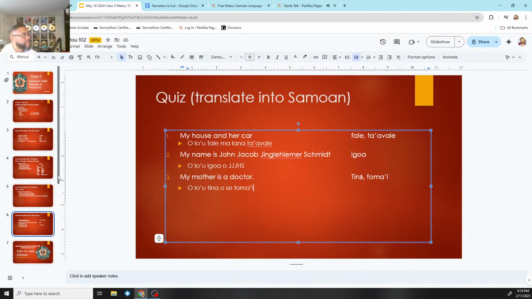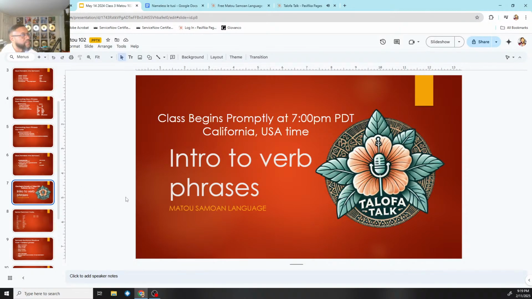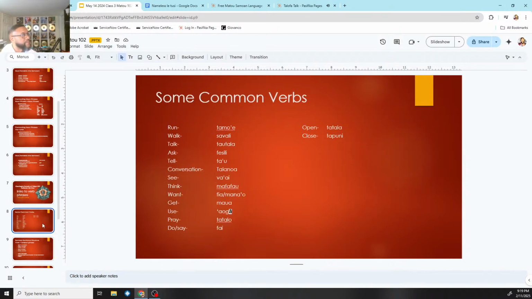Let me go to the next one. Oops, no wonder I messed that up. All right, so some common verbs. Now we're getting into verbs. Last week, and all the way up to now, we only talked about nouns, like identifying things that we see. But now we're going to give an action to the things that we see. So run, tamo'e. To walk is savali.